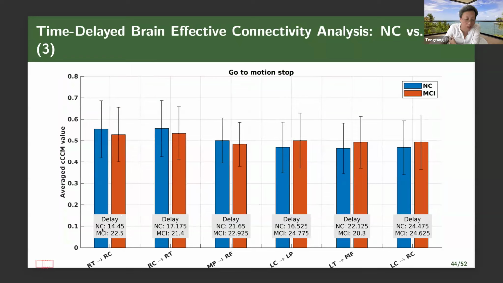Here is the delay experienced by different groups averaged over all the subjects. We can see that generally speaking, MCI takes a longer time, but in some regions, MCI is more active. For example, from MP to RF, MCI has a shorter delay, a smaller delay. But most of the time MCI takes a longer time to transmit the information.